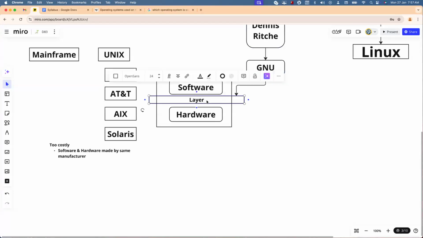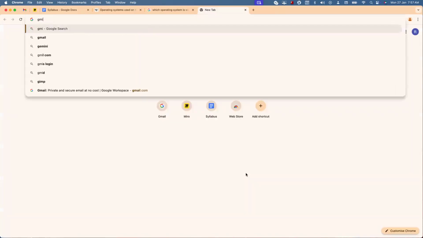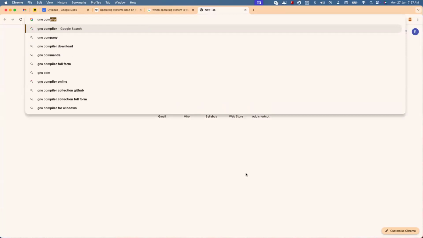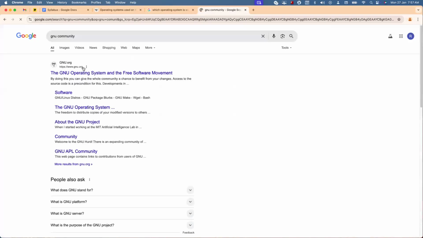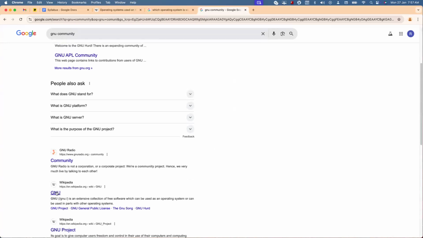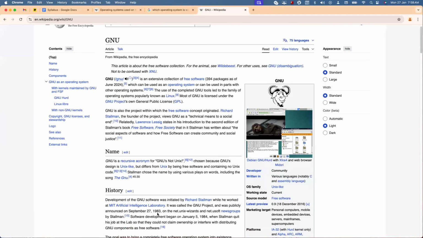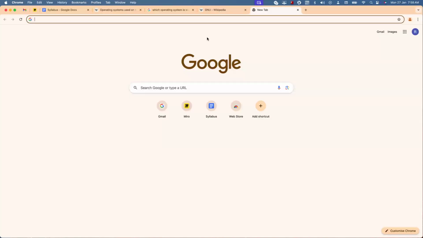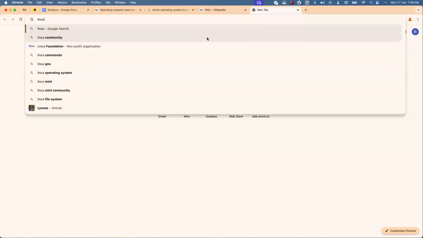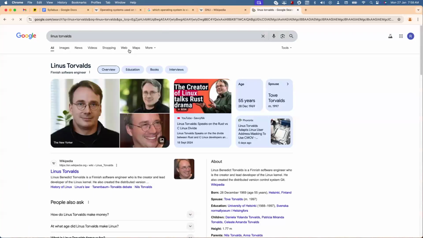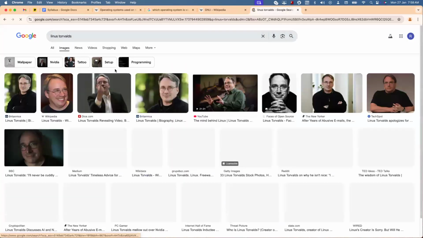Now during that particular time, the GNU community. If you go to the GNU community page on Wikipedia, when it was launched sometime in history, 1983, he launched it. They started the software sometime in 1984. Then a college student also started working on this project, and his name is Linus Torvalds, whom we call the father of Linux.